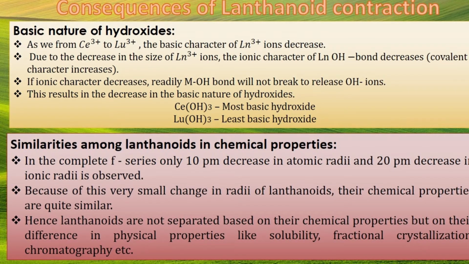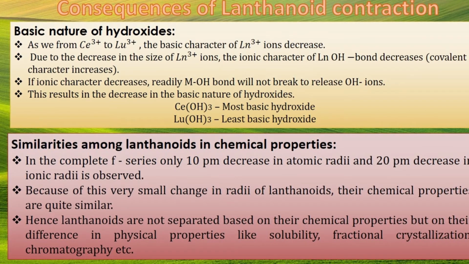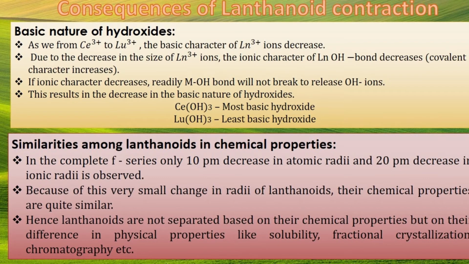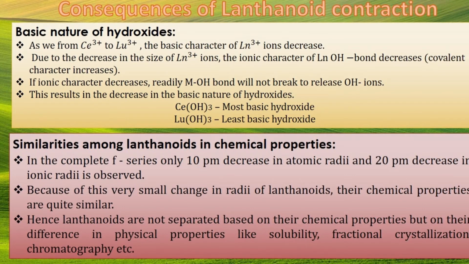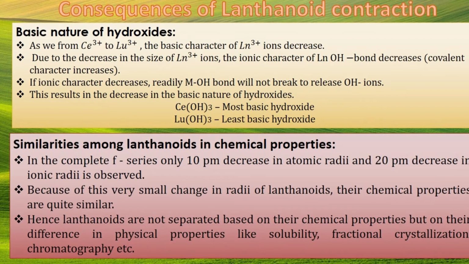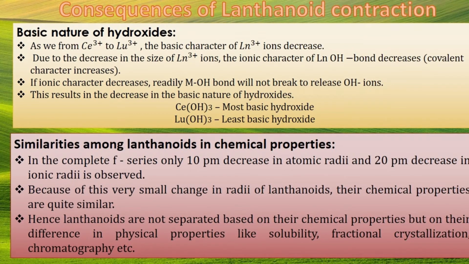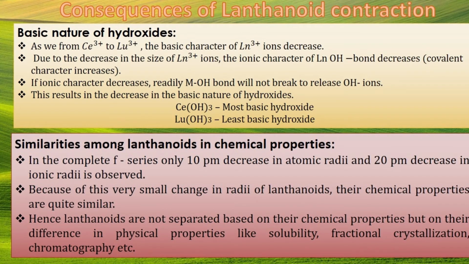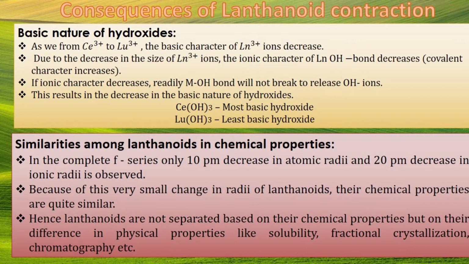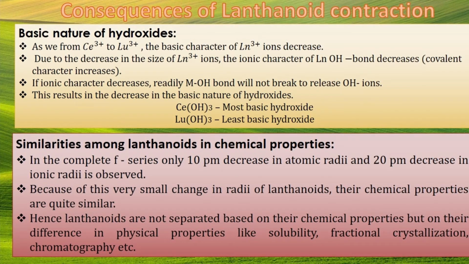So in general we can say as the size decreases across the series, the ionic character also decreases across the series. If the ionic character decreases across the series, then the metal hydroxide bond cannot cleave readily to release OH- ions. So we say as we move across the series, the basic character of hydroxides decreases.